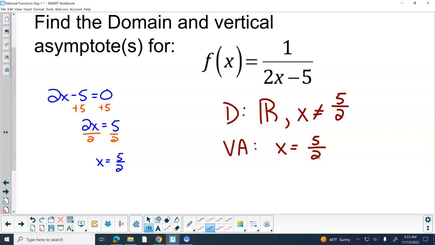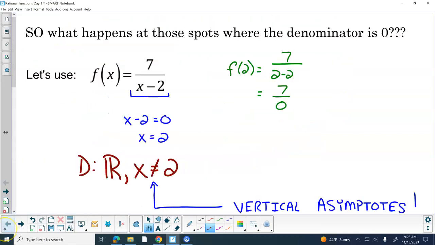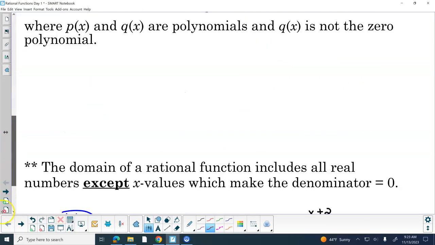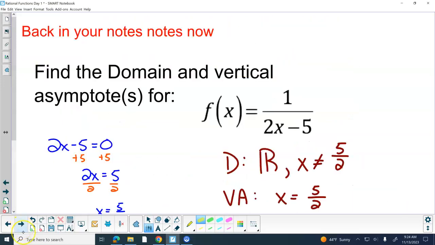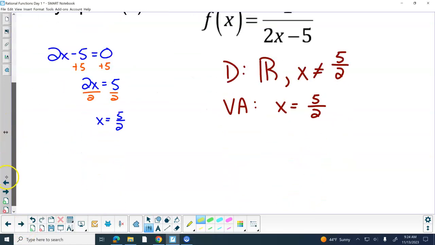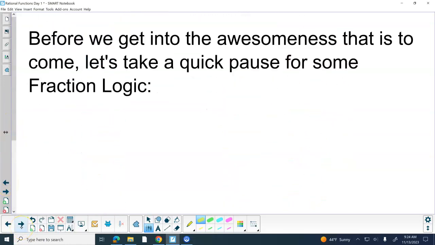Okay? So if I were to go way back to here, to here, to here, x equals 3 and x equals -2 would be my vertical asymptotes. My domain would look like that, but those then, the next step, my vertical asymptotes would be x equals 3 and x equals -2. Okay. Love it. Good stuff.